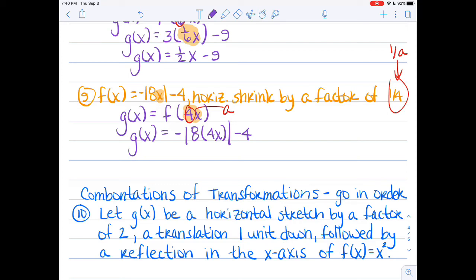So now we can get rid of the grouping symbol that's inside the absolute value by multiplying 8 times 4 and saying the negative absolute value of 32x minus 4. Again, that negative sign cannot go into the absolute value bars. You cannot distribute it into the absolute value bars. It has to stay on the outside to indicate our original function was reflected over the x-axis.